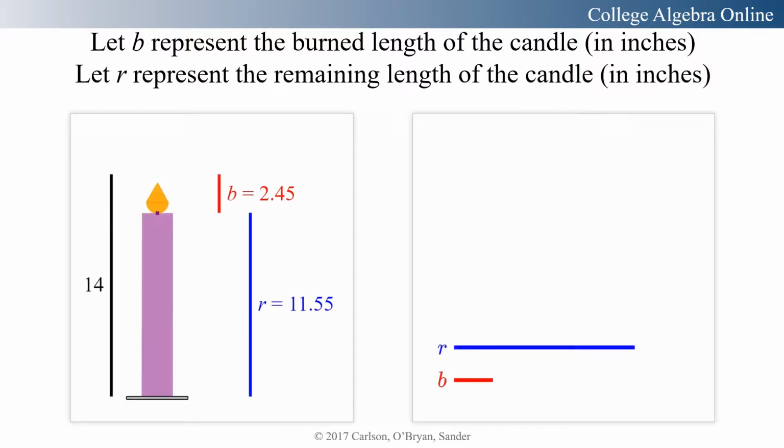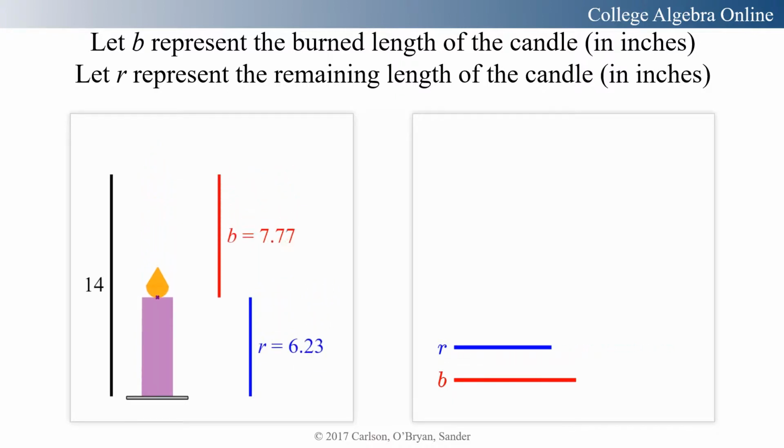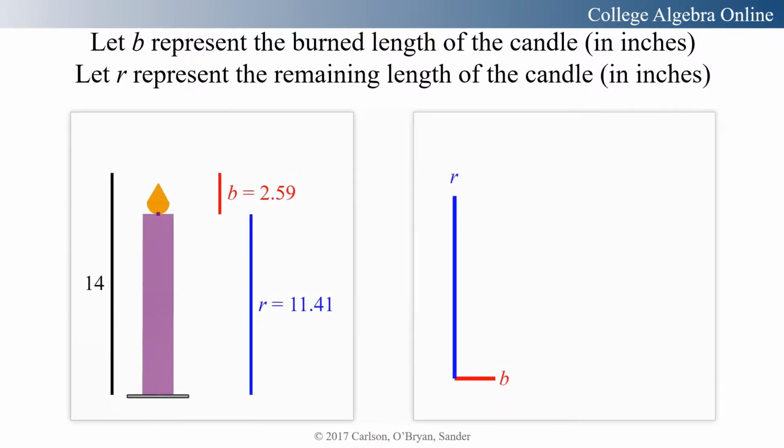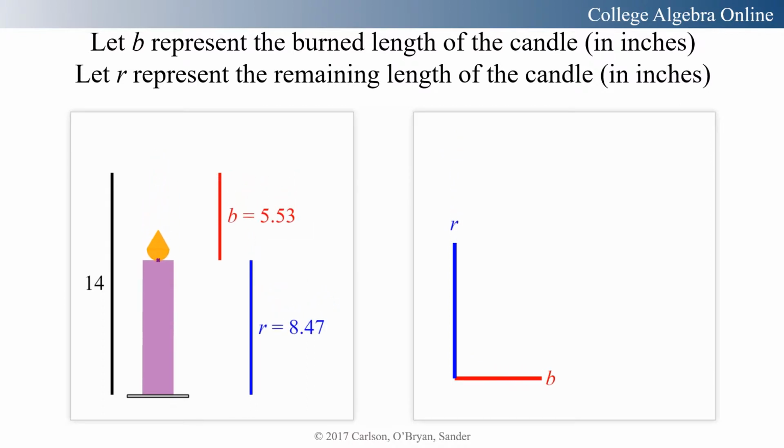We will use two parallel line segments to represent the values of the burned length and remaining length of the candle. As the candle burns, the lengths of these segments vary accordingly. Now, we can make the segment representing the value of r vertical and align the ends of the two segments. As the candle burns, the lengths of these segments vary accordingly.